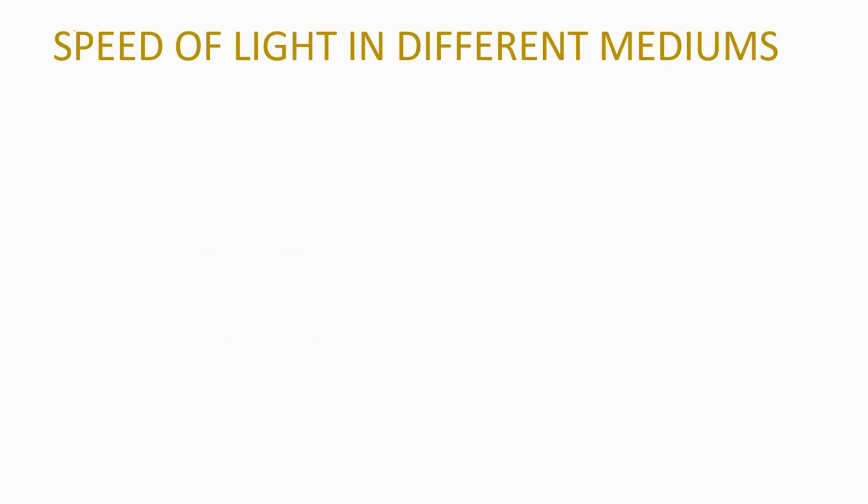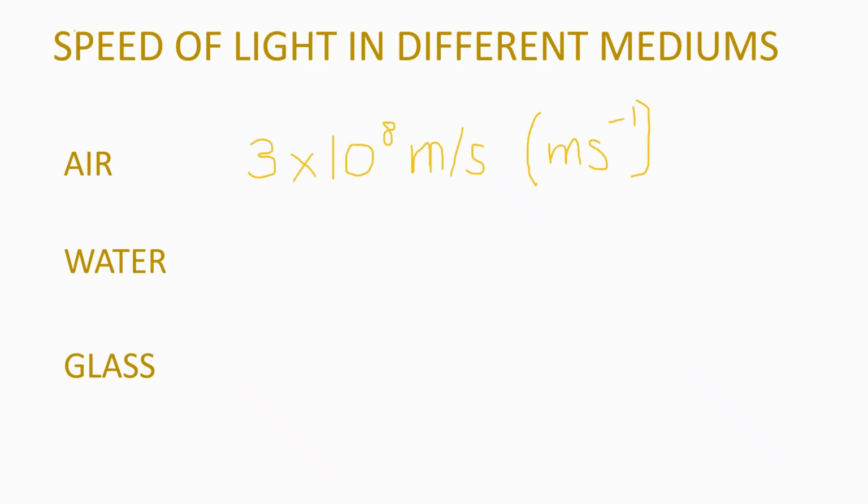So first, let us learn about the speed of light in different mediums. For this, let's take three mediums which are air, water and glass. The speed of light in all these three mediums is different. So first, the speed of light in air.